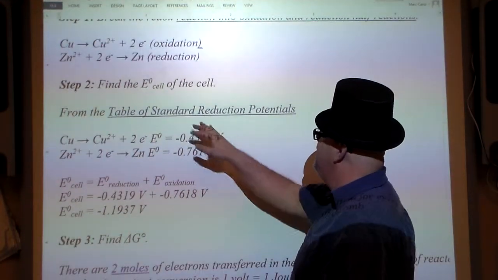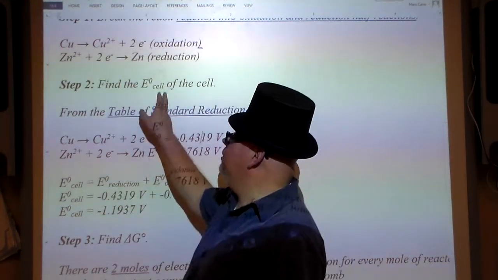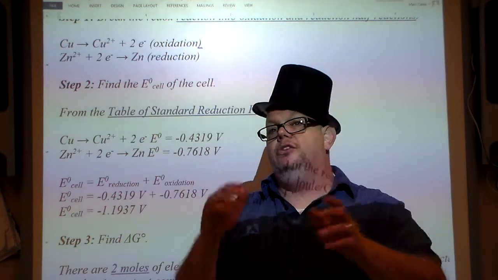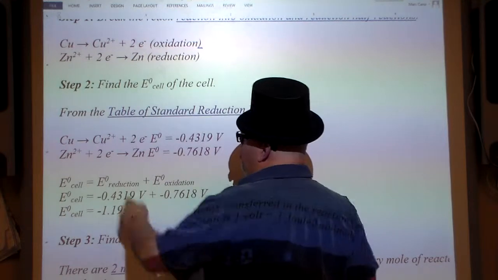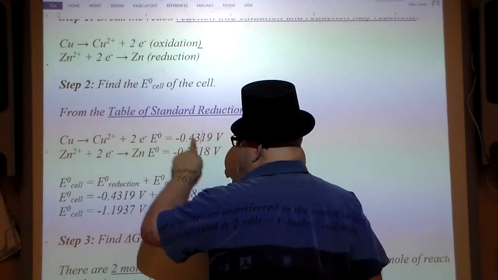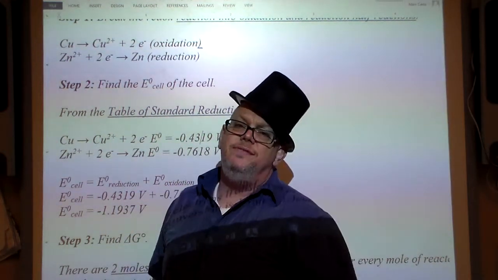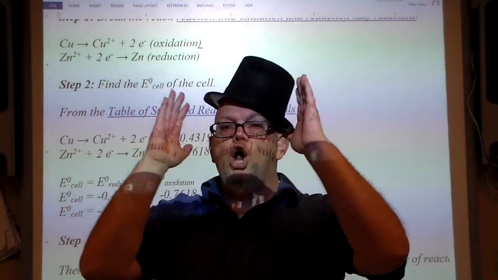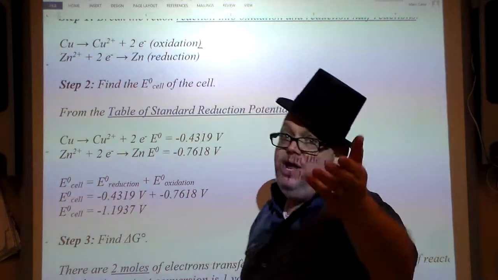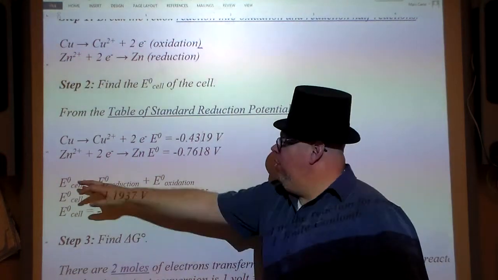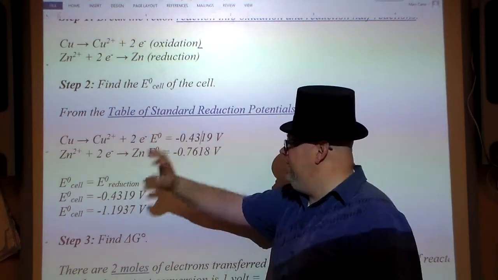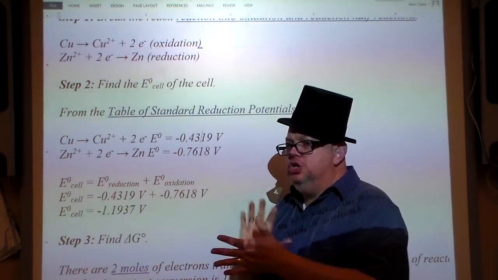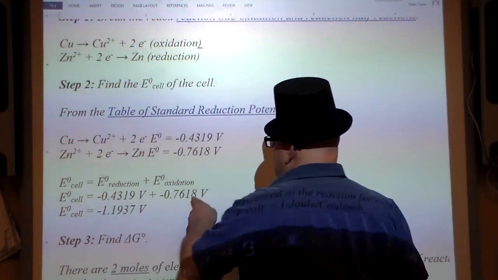Okay, so from the table of standard reduction potentials, we're going to find the potential for our cell, taking into account the oxidation reduction. So this is from the table that we would get. They would give you that information. They are not going to have you memorize the table. That is crazy, or cray-cray. Okay, so the potential of our cell is going to be the potential of the reduction plus the potential of the oxidation combined, which is what we have here.